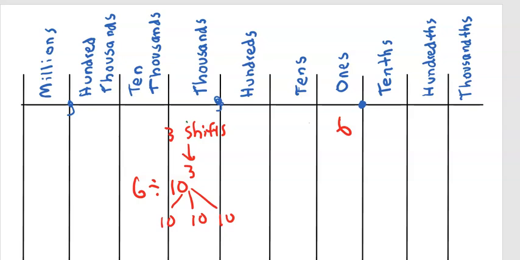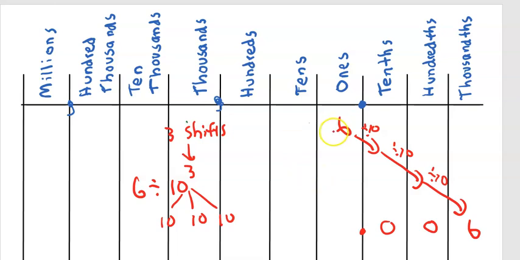Okay, here we go. We're going to go 3 times. Here we go. Oh, let me get a pen. 1, 2, 3. That's divide by 10, divide by 10, divide by 10, 6 thousandths. And after a while, what you can do is you can picture the place value chart in your head, and you know it's 3 shifts.